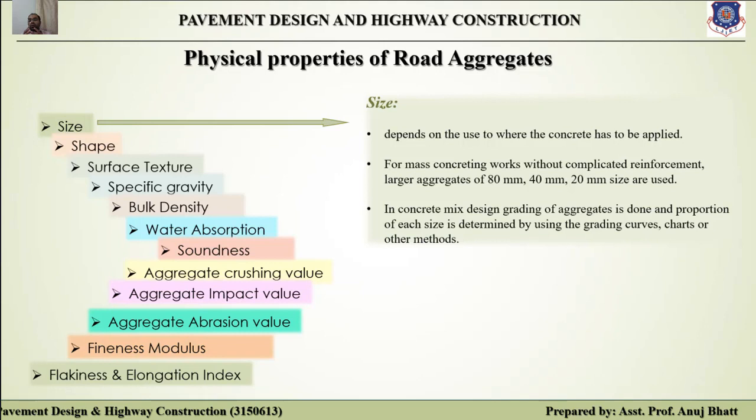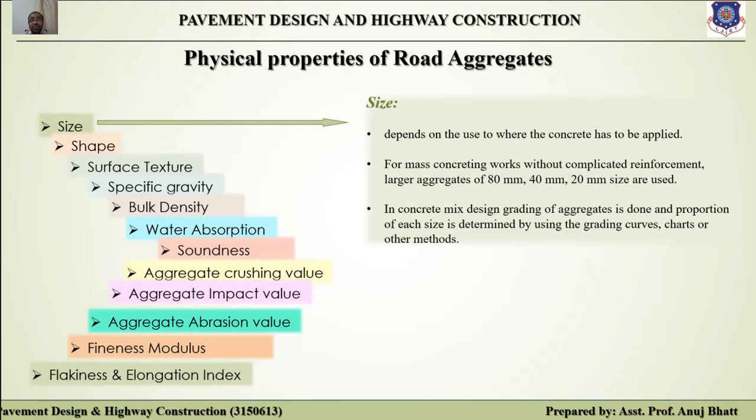Now, if we talk about the concrete mix design that is generally used in rigid pavement construction, in concrete mix design, grading of aggregate is done and the proportion of each size has to be determined by using grading curves, charts, tables, and there are many other methods from which you can select the proportion of those sizes. So this is all about size.